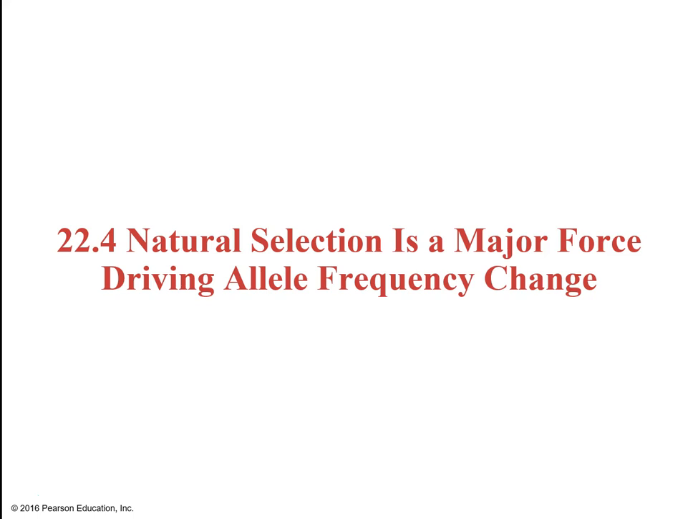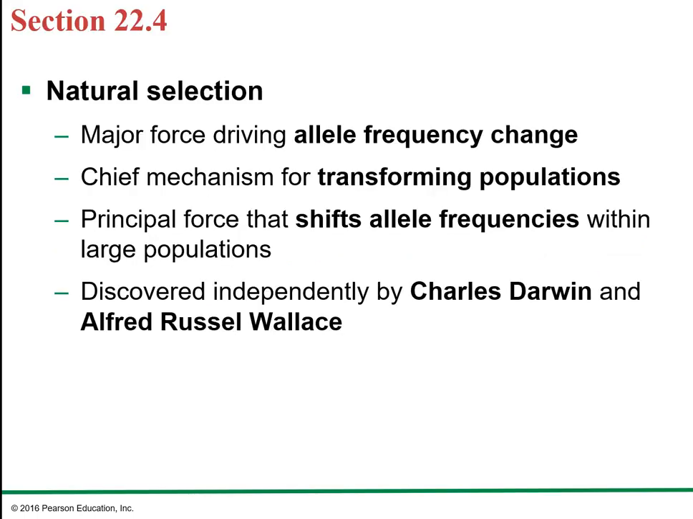So we all know that natural selection is basically what's going to drive changes in alleles and changes in genotypes. So let's talk a little bit more about it. It's the chief mechanism for transforming populations. Again, there is some sort of genetic change that occurs, a mutation, and then the environment will select for or against that genetic change. We just have to always remember that it really is natural selection that is choosing which traits are beneficial or give an advantage and which traits give a disadvantage.